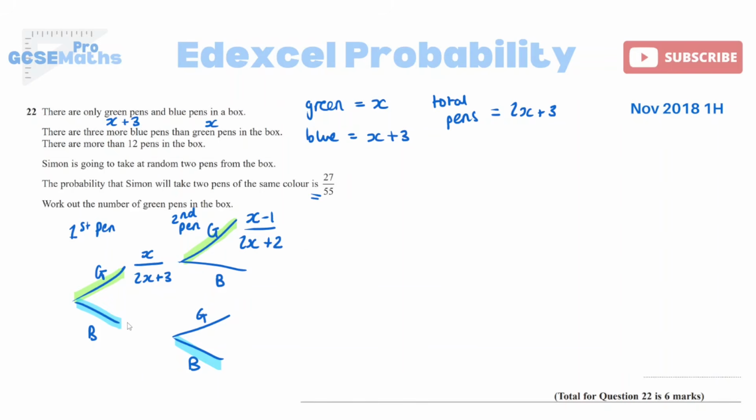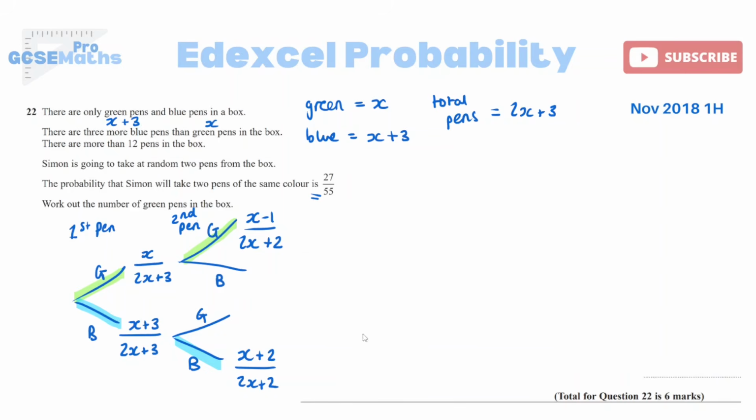So for blue, we know it's X plus 3 out of 2X plus 3 because we still haven't taken one yet, that's the first one. But then blue again, we've already taken 1 blue, so that would have to be X plus 2 left of the blue ones. And out of all of them, obviously, 2X plus 2 overall.